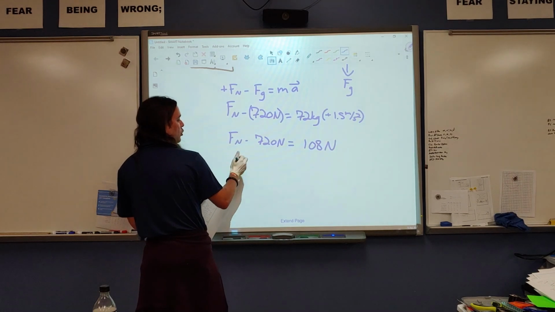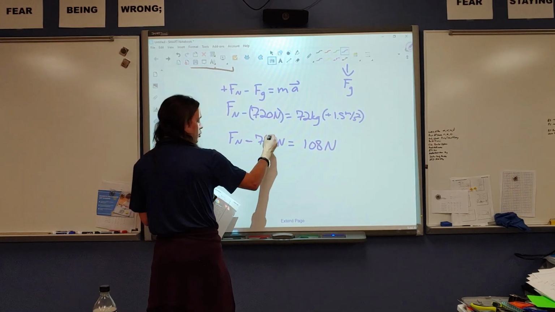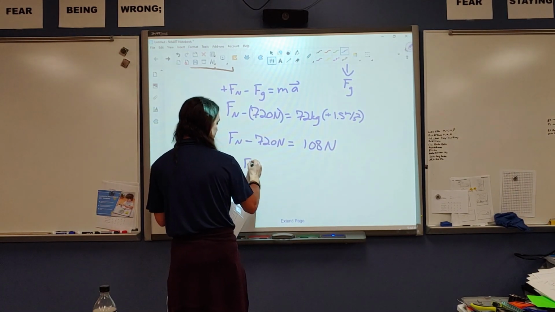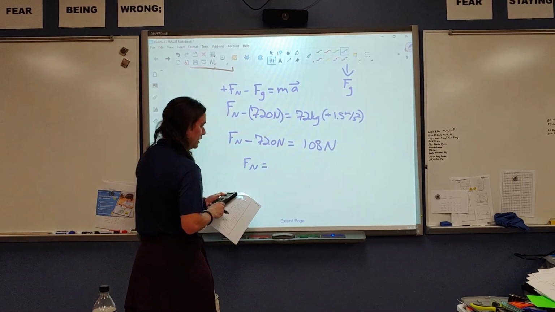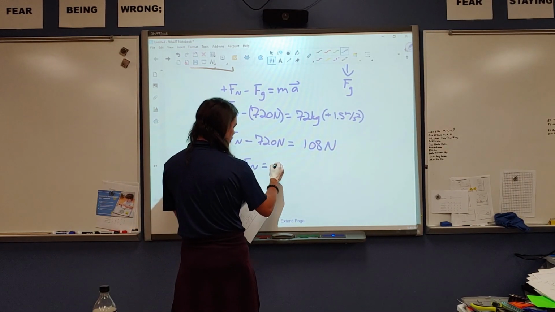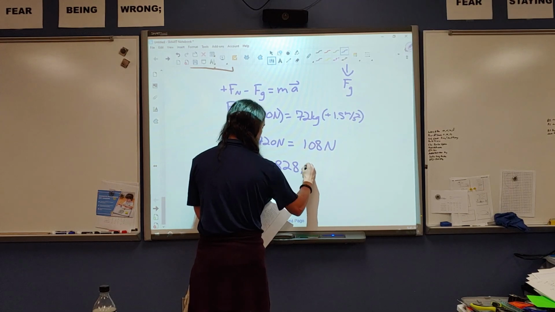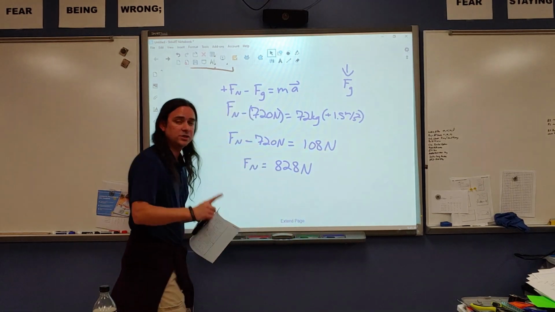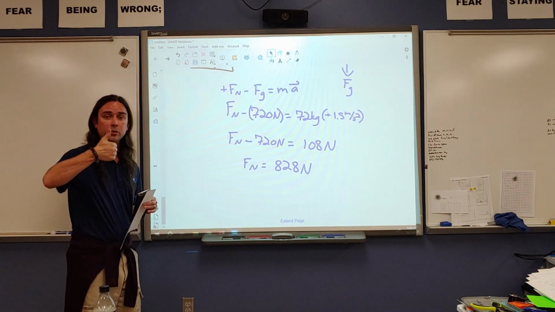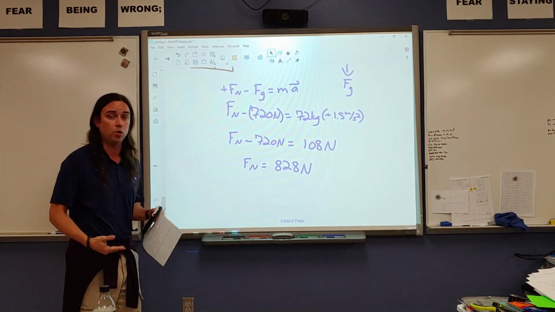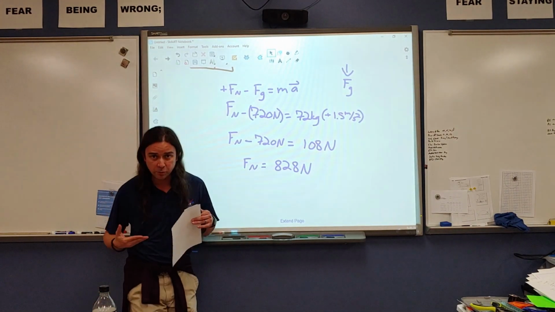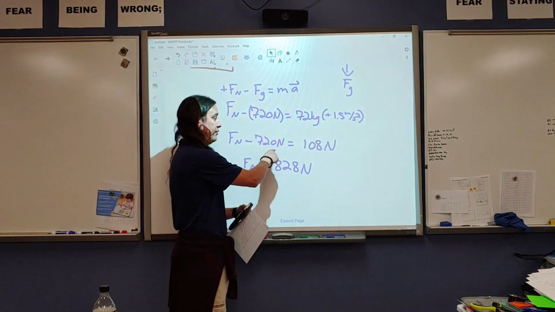We want to solve for our normal force, so this is minus 720, so I'm going to add 720 to both sides, and we find that my normal force will be equal to, I guess that is 828 newtons. You will actually see a spike upward when you accelerate upward because the scale has to push hard enough on you to keep you from falling down. It's got to counter out gravity.